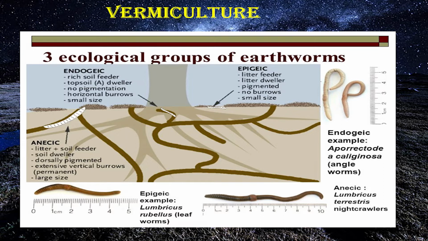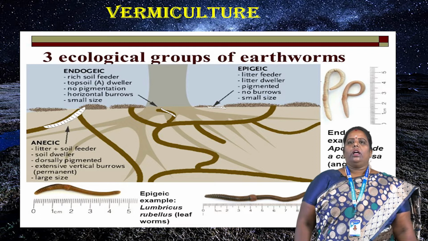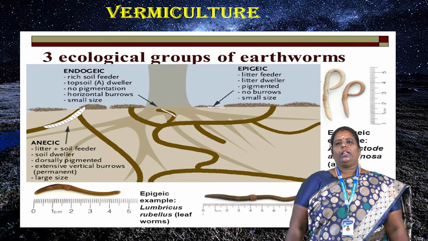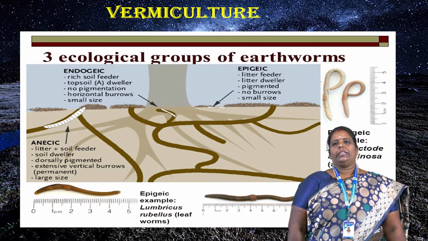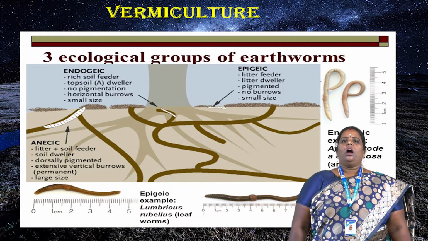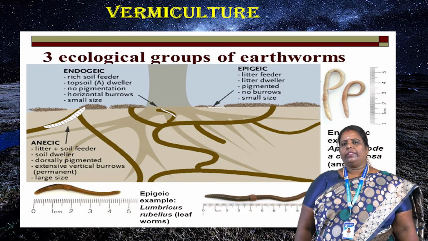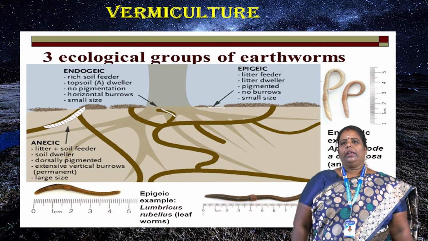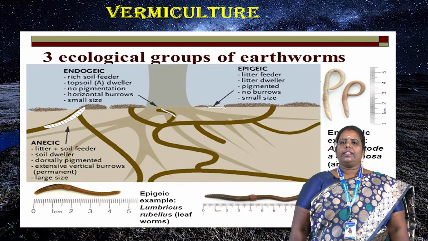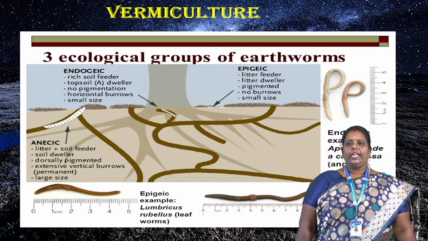What is the endogeic form? The endogeic forms live in the rich soil as soil feeders and in the topsoil. The white color indicates the worms present in those places. Topsoil means the surface of the soil. No pigmentation occurs in the body, and the burrowing habit is horizontal burrowing. It looks small in size compared to the other two species.